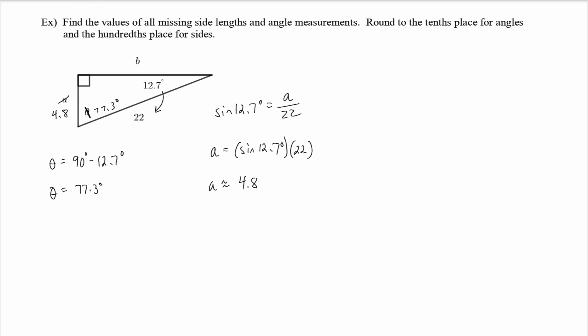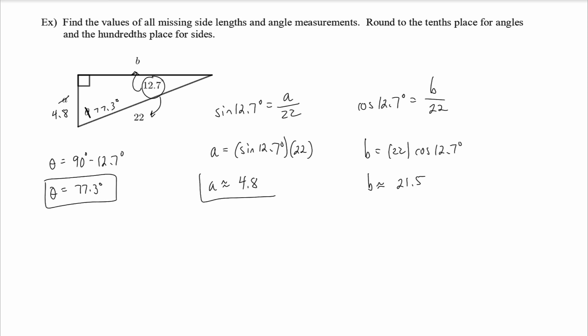So when I go to find leg B, I'd say, okay, here's this angle. This is the adjacent. This is the hypotenuse. So cosine of 12.7 is adjacent over hypotenuse. So that leg is 22 times cosine of 12.7 degrees. After asking my calculator, that leg is 21.5 units of length. So we needed to find that one, and that one. Those are the three missing measurements for that triangle.